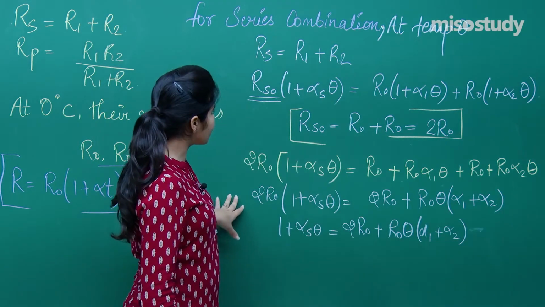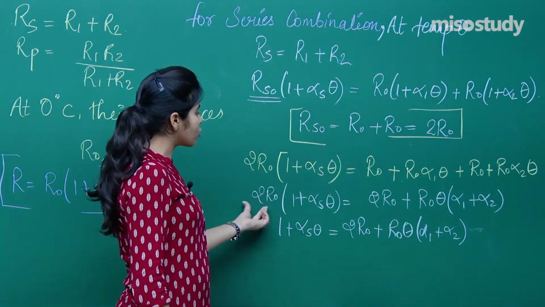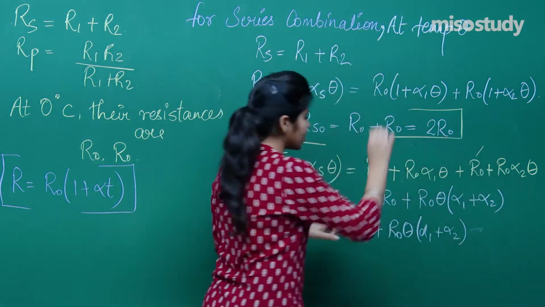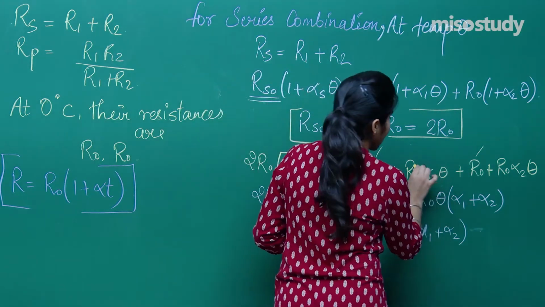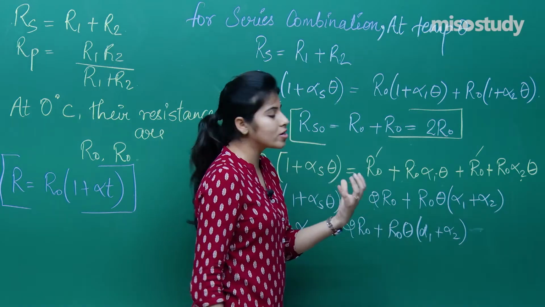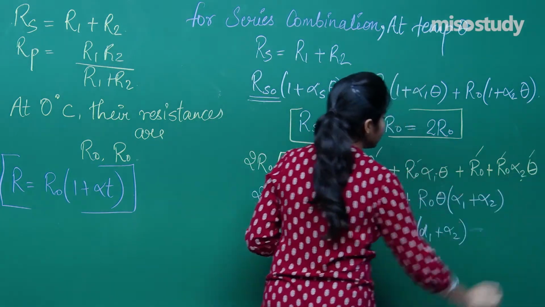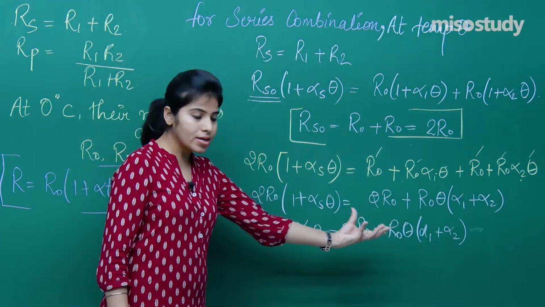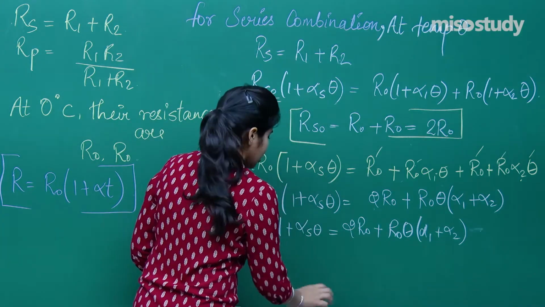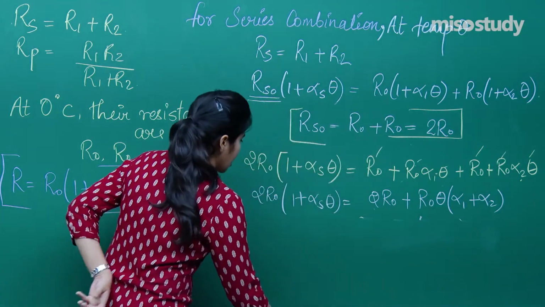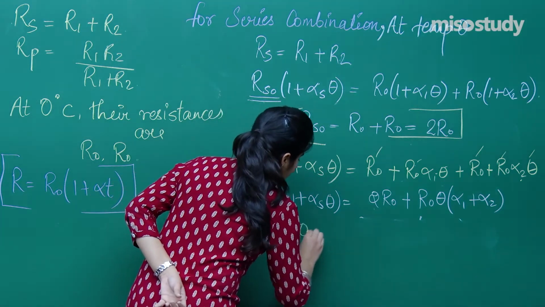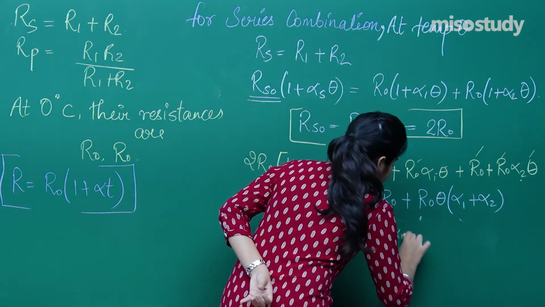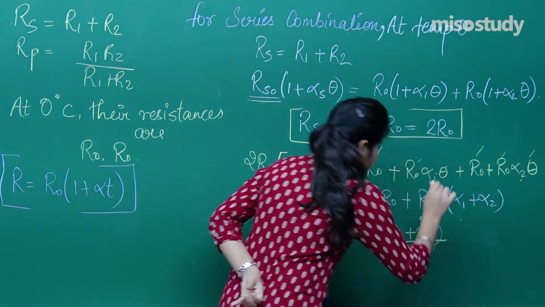From here, what I have done is 2R0 (1 + alpha S * theta) equals R0 plus R0, that has come out to be 2R0. Now, in these two particular terms, I have taken R0 and theta as common, so I am left with alpha 1 plus alpha 2. If I now divide this, I will be left with 1 plus alpha S theta equals 1 plus theta into (alpha 1 plus alpha 2) upon 2, right?